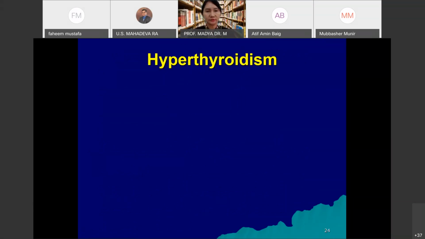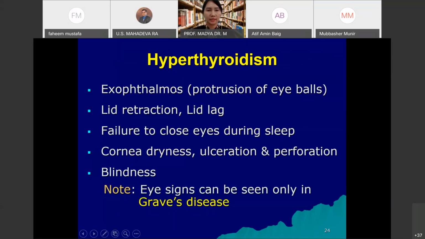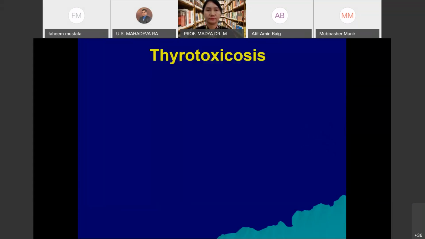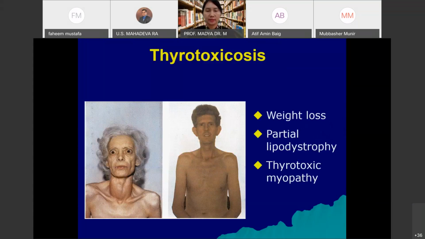So what are the typical features? You can see protrusion of the eyeballs accompanied by lid retraction, lid lag, and during sleep, there will be failure to close the eye. It can also lead to corneal dryness, ulceration, perforation, and also blindness. But the eye signs can be seen only in Graves' disease. This picture shows obviously enlarged and protruding eyeballs. It is different from an individual with large eyes. In thyrotoxicosis, there will be obvious weight loss with proximal and thyrotoxic myopathy.